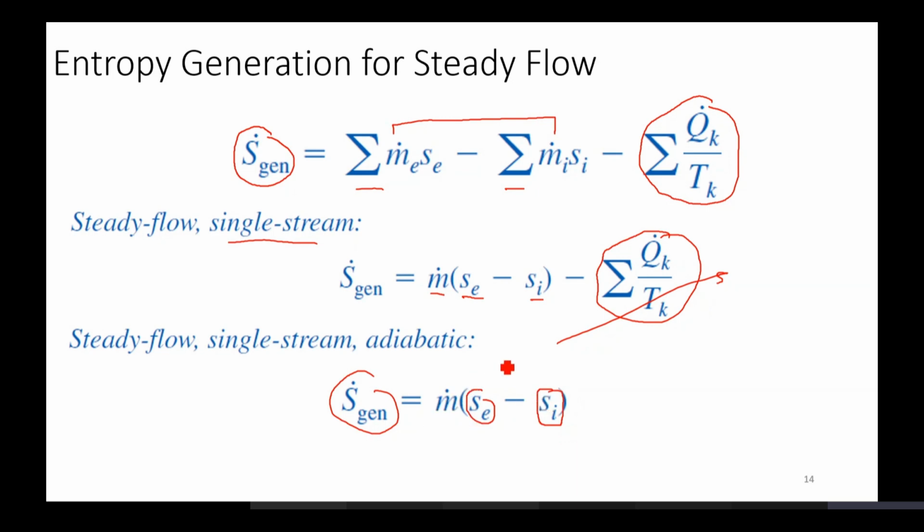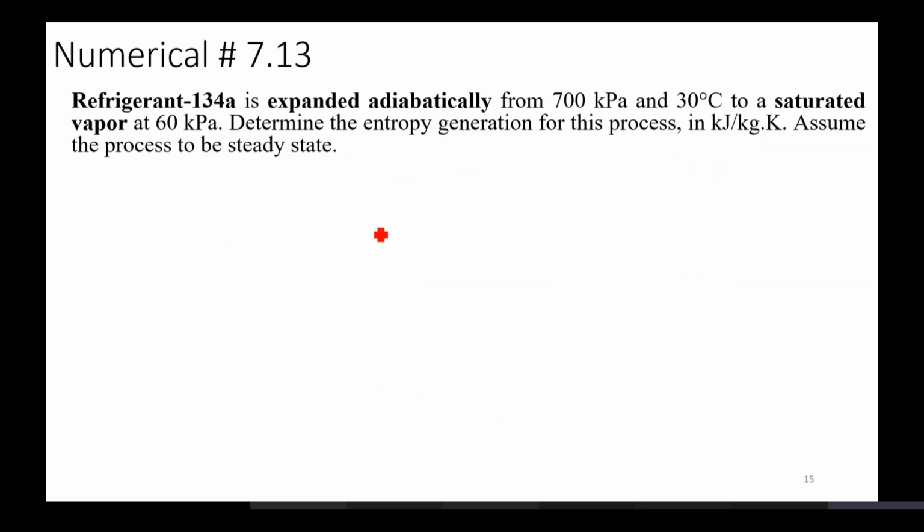So let us have a look at this example, which says that refrigerant R134a is expanded adiabatically from 700 kilopascal, 30 degrees centigrade, the first condition, to a saturated vapor at 60 kilopascal condition. This is the second state. Determine the entropy generation for this process in kilojoules per kg per Kelvin. Assume the process to be steady state.